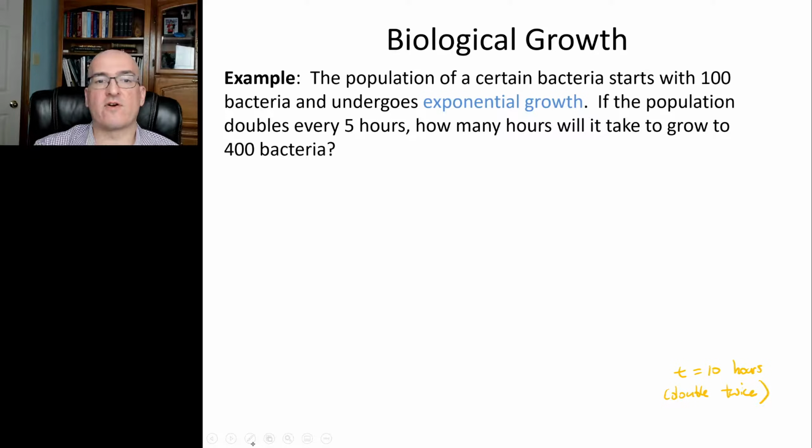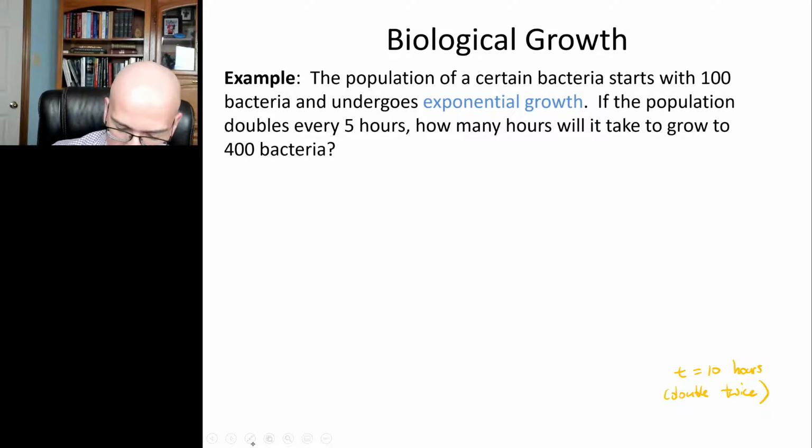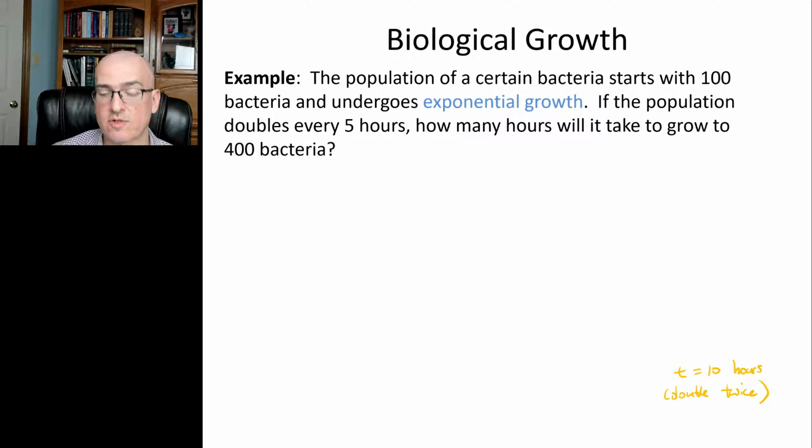But what if it said 500 bacteria? What would we do? Well, we can't get to 500 bacteria with a nice multiple of the doubling time. 5 hours takes us to 200, 10 hours brings us to 400, but 15 hours brings us to 800. We've overshot the 500, so it's going to be somewhere between 10 hours and 15 hours. I think I misspoke. I meant increments of 5 hours. Anyway, so let's do this in a more careful approach.